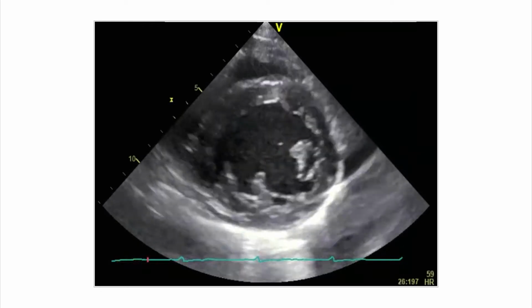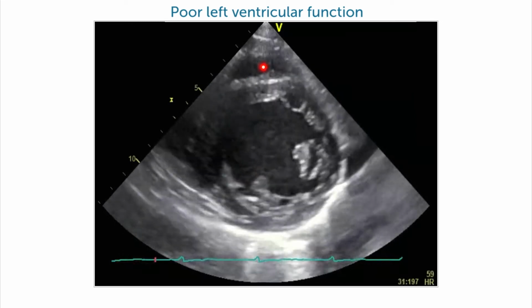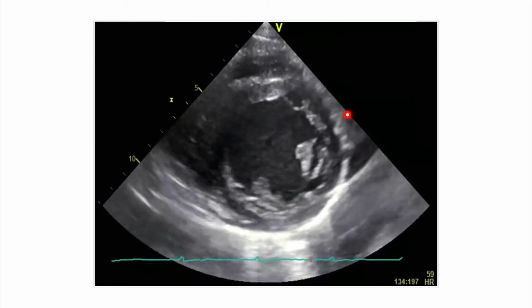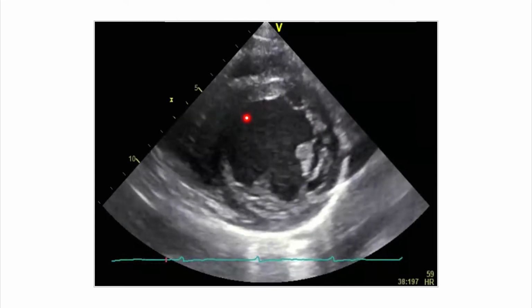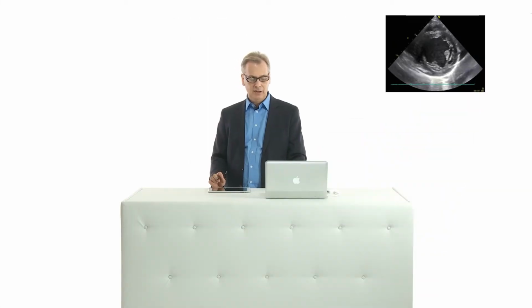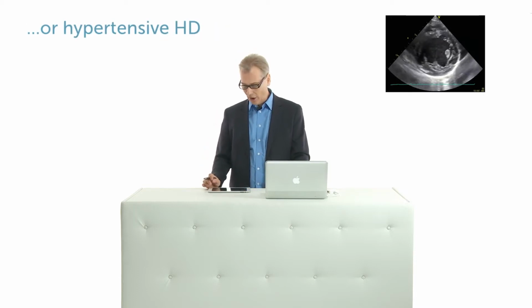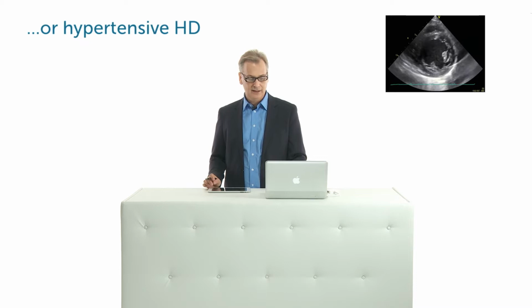So again, this is a patient who has poor left ventricular function, and this left ventricular function is diffusely reduced. In other words, all segments of the myocardium are hypocontractile. Again, a beautiful example of either dilated cardiomyopathy or a patient who had long-standing hypertensive heart disease, which led to heart failure in the end.